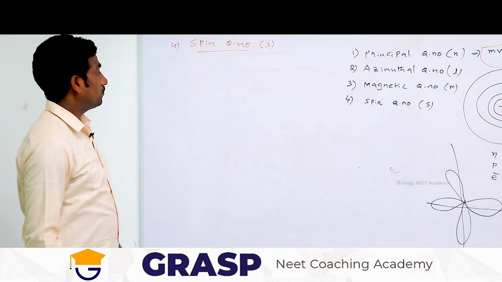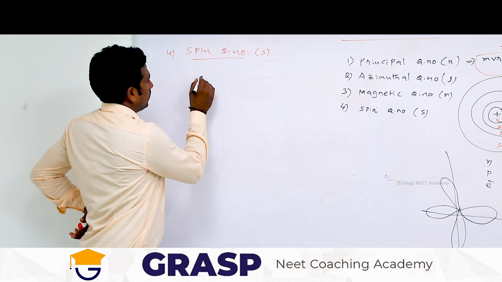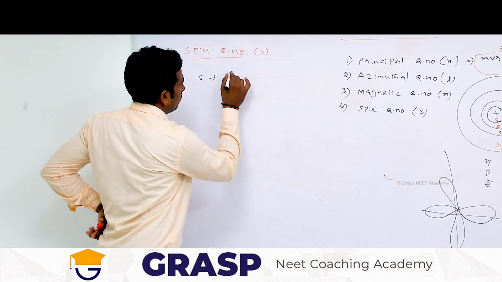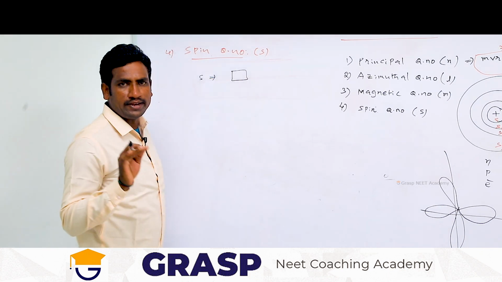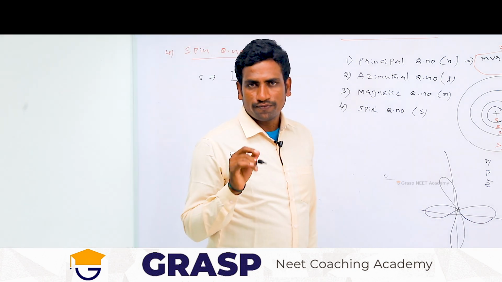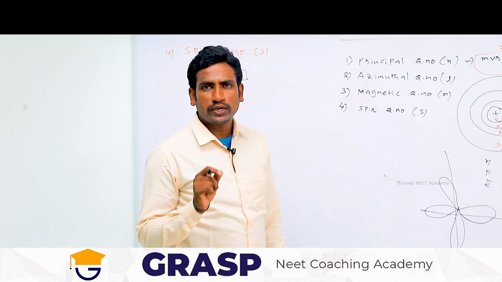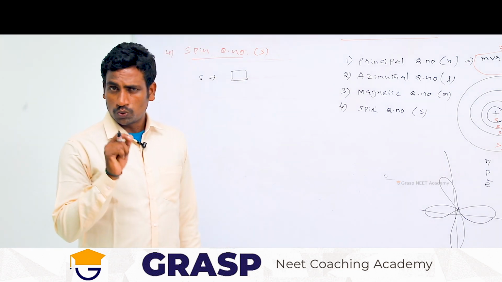Letter s here. See what happened here. You know that s orbital means how many suborbitals? Only one. So here, how many electrons? In any orbital you can fill a maximum of 2 electrons.